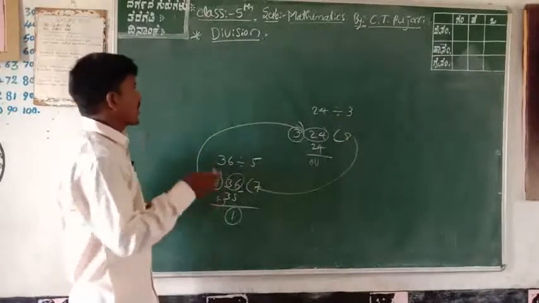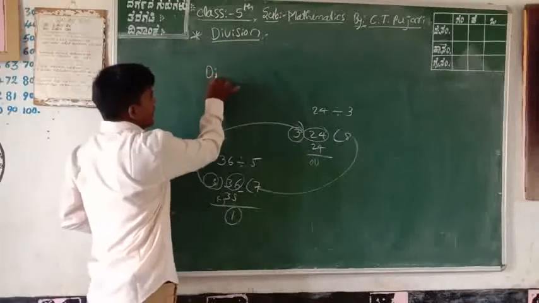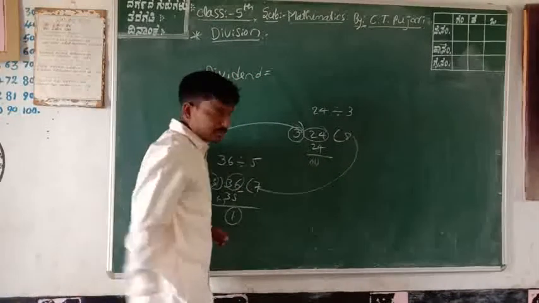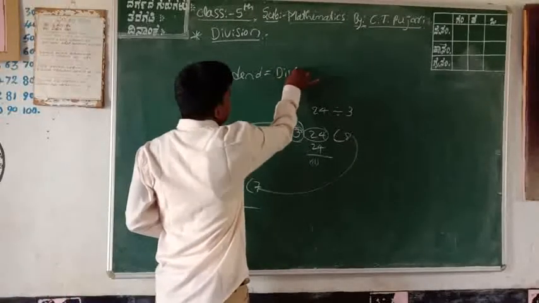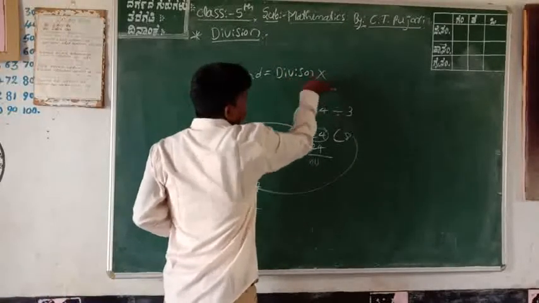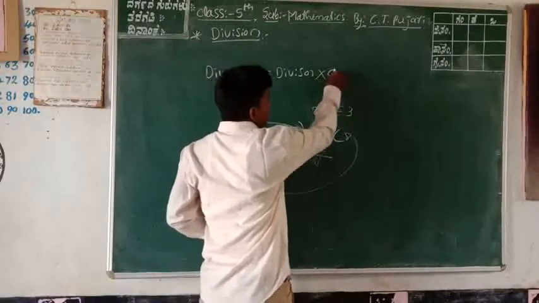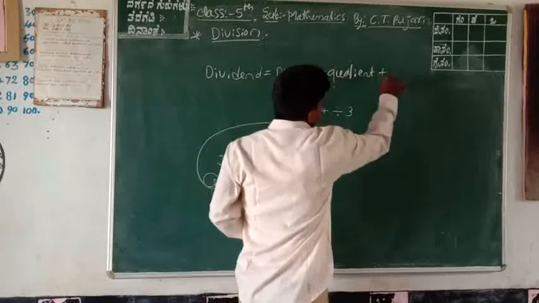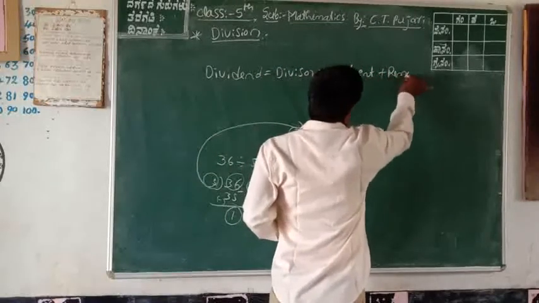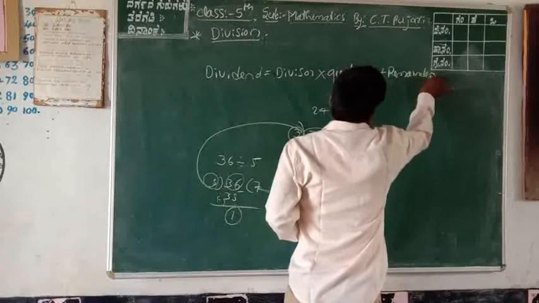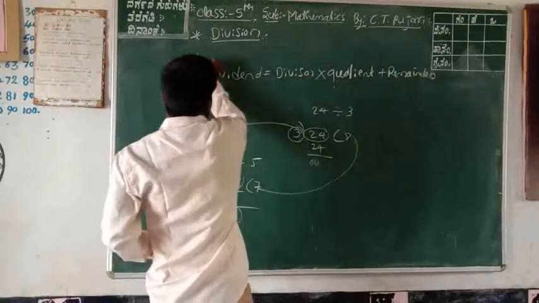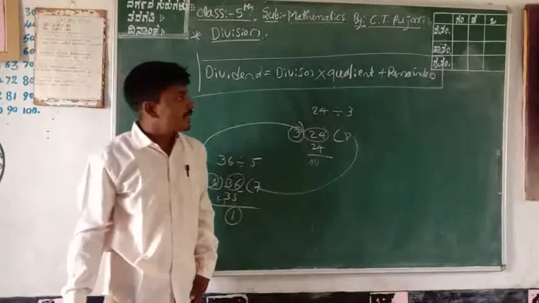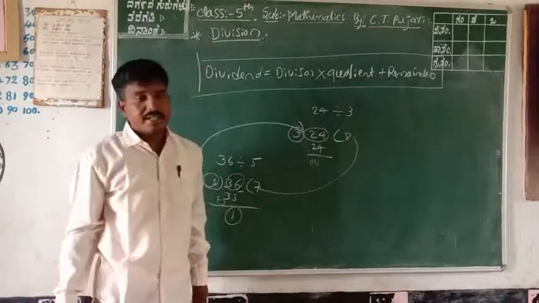That is, dividend is equal to divisor into quotient plus remainder. This is our division formula. Got it?